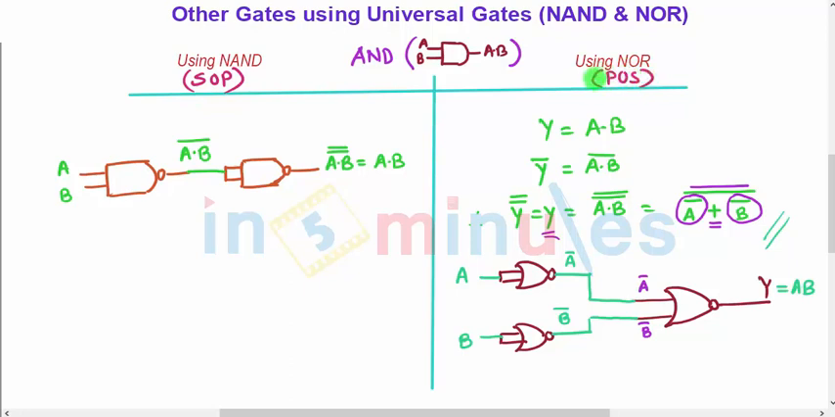then again you have to apply the same method. You have to take the complement twice. To the inner complement you will apply the De Morgan's law for the POS format, and then it will be very easy for you to implement any logical function using NOR gates.